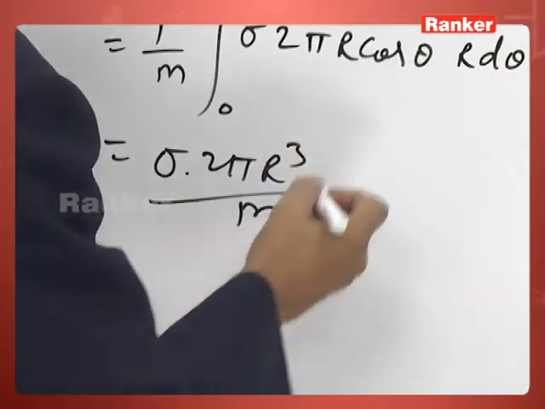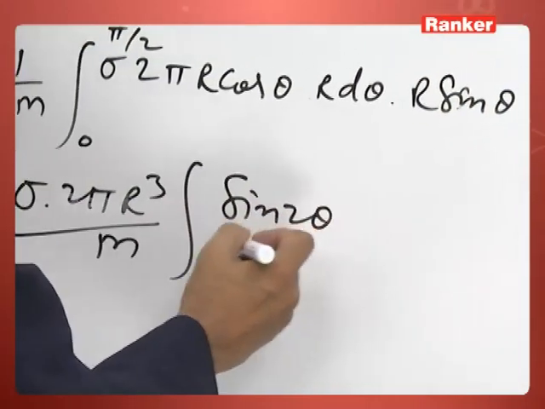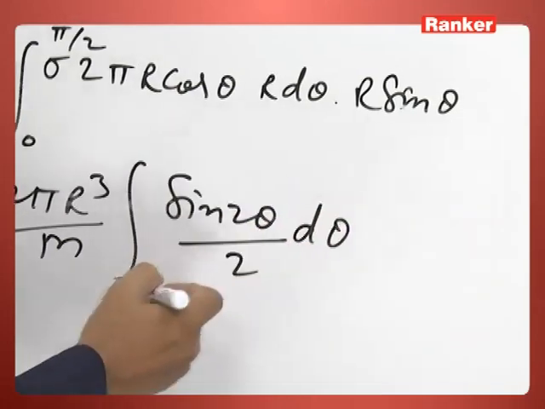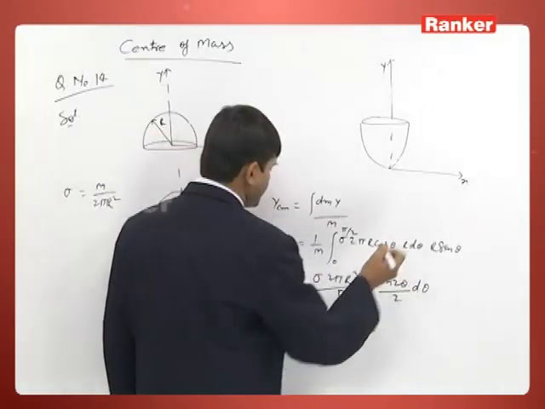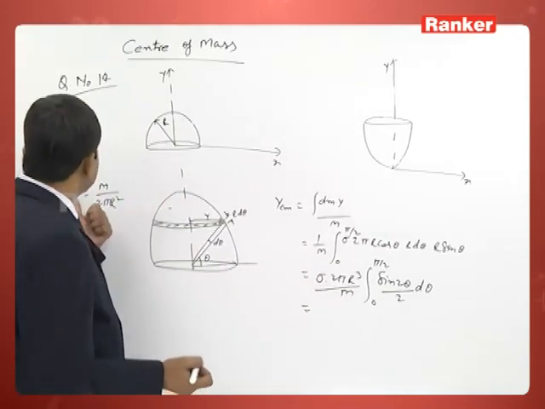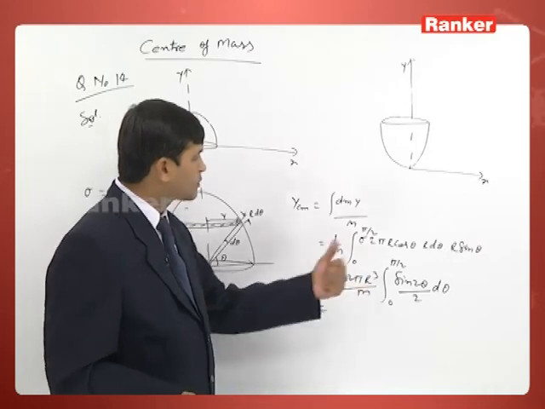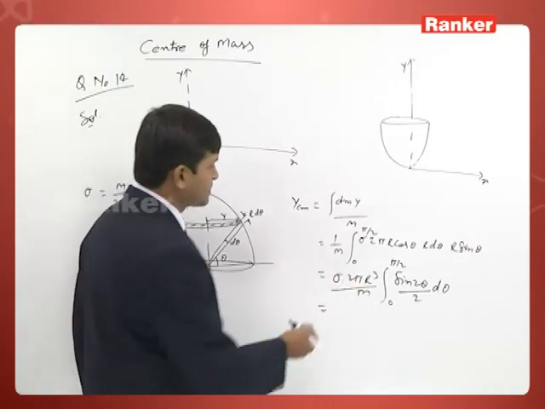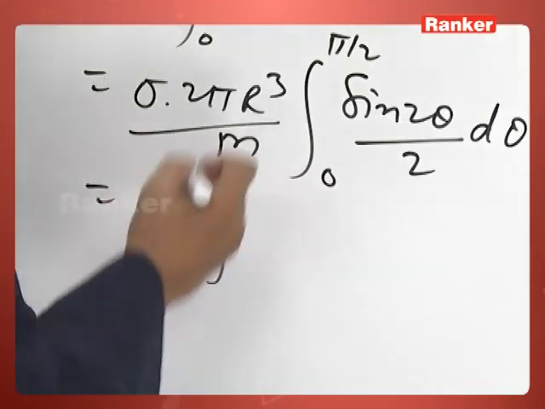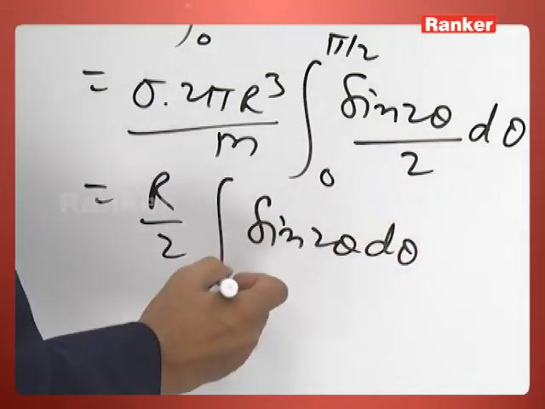sin theta cos theta, or we can write sin 2 theta by 2 into d theta, 0 to pi by 2. So see here, sigma into 2 pi r square is your m. So this will be your r by 2 sin 2 theta d theta.